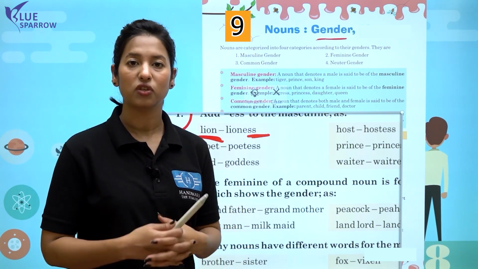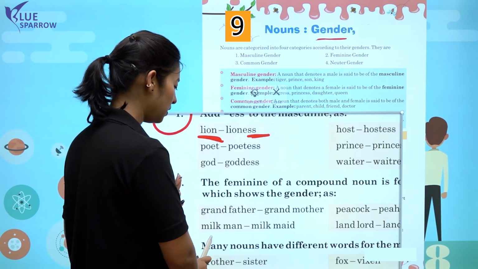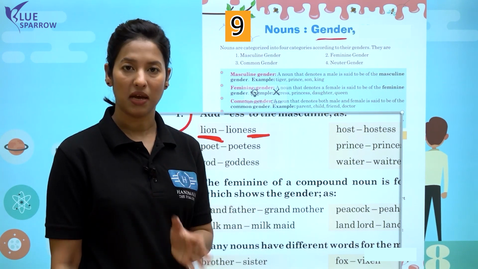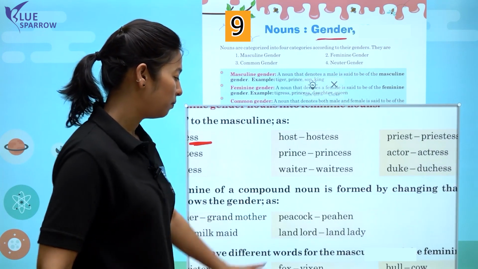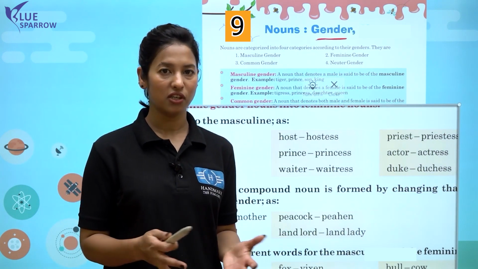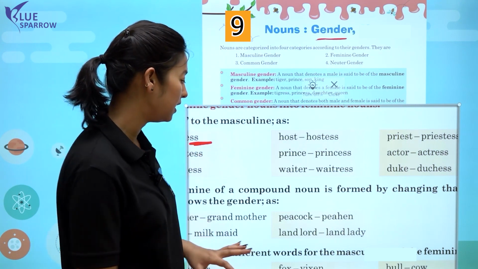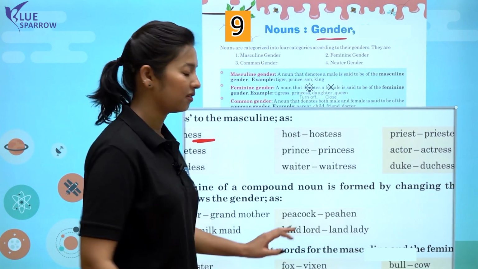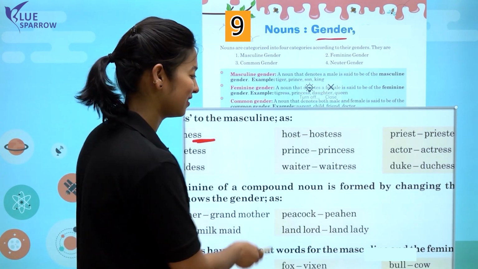This is how we change the gender of a compound noun. Similarly, we have the example milkman. Milkman is a masculine gender and milkmaid is a feminine gender. Peacock. Peacock is a masculine gender and peahen is a feminine gender. We have simply changed cock into hen. Landlord is a masculine gender and landlady is a feminine gender.